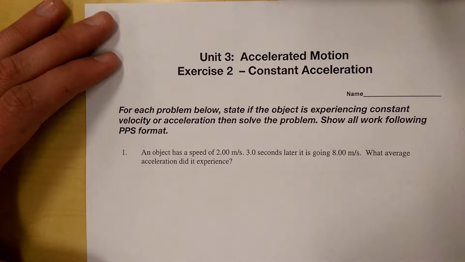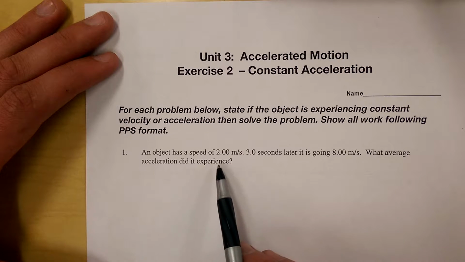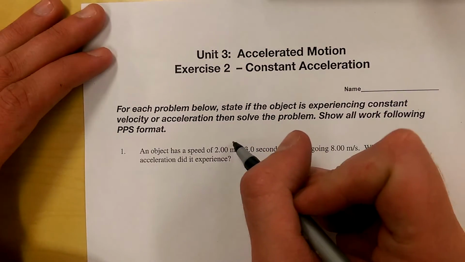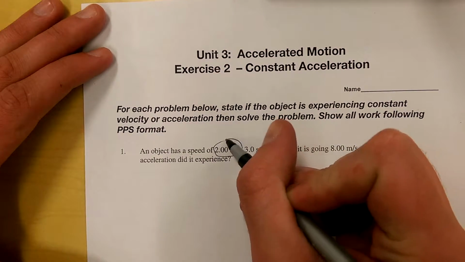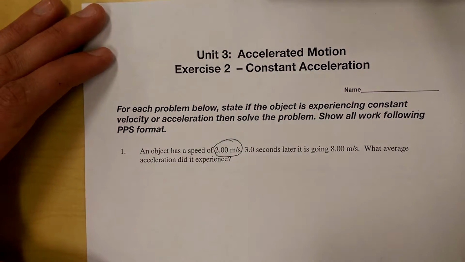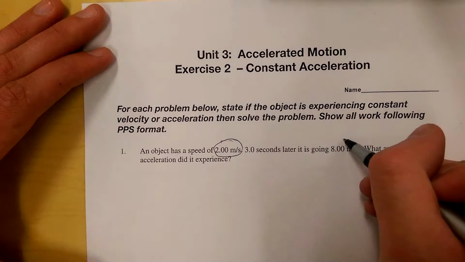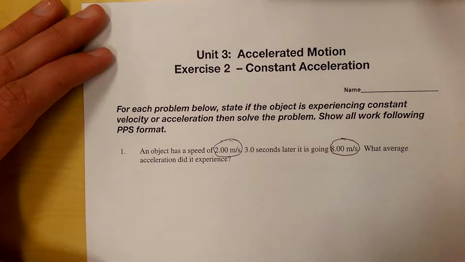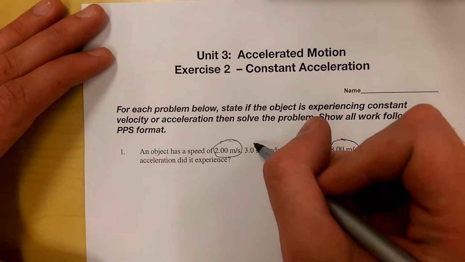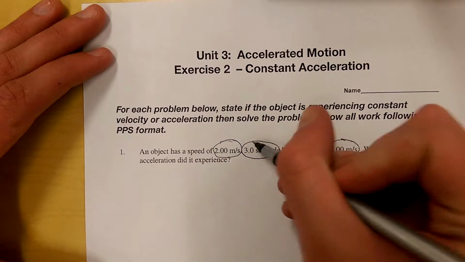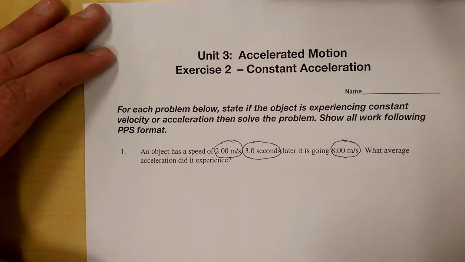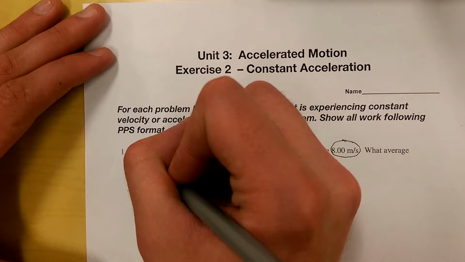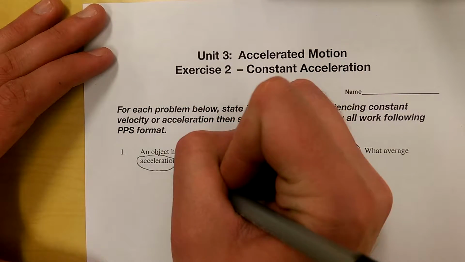So let's try and pick out the important things here. An object has a speed of 2 meters per second. 2 meters per second, definitely an important key there. 3 seconds later, it is going 8 meters per second. 8 meters per second, also pretty important. And we need to know that it's happening in a time frame of 3 seconds. What average acceleration did it experience? So acceleration is our thing in question.